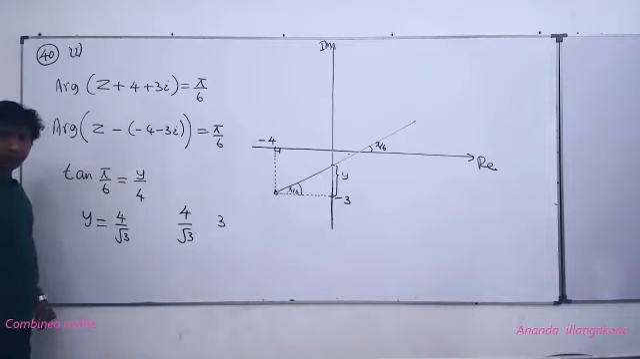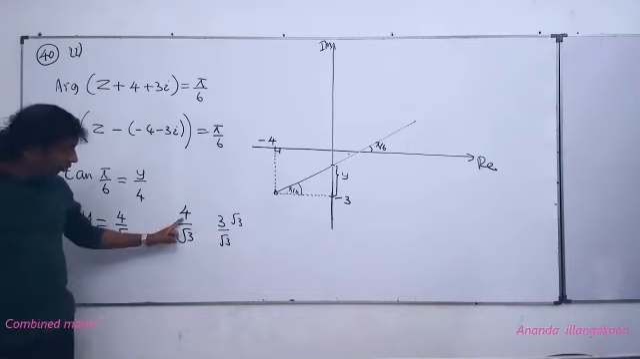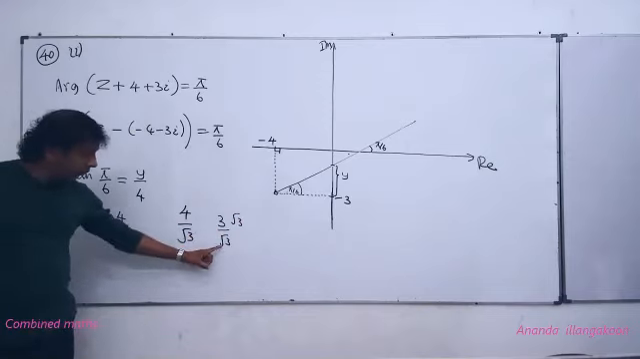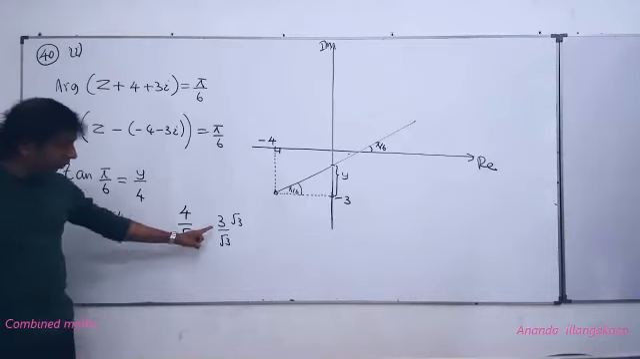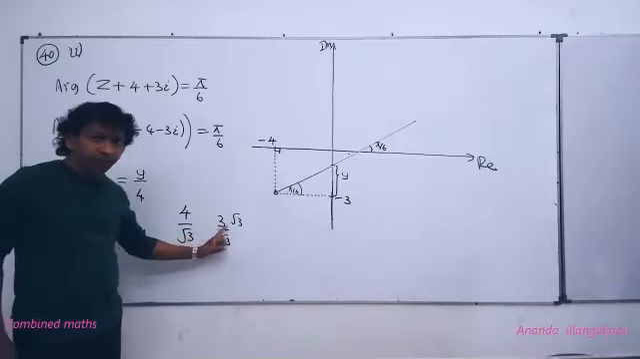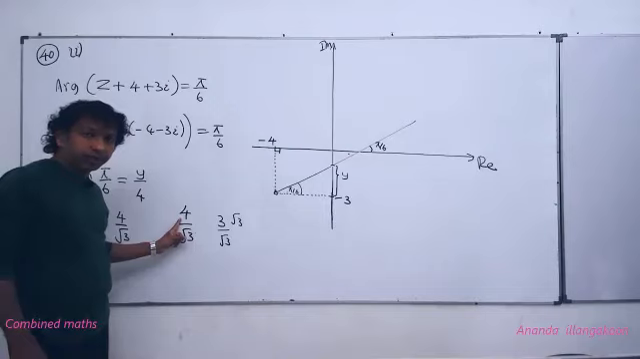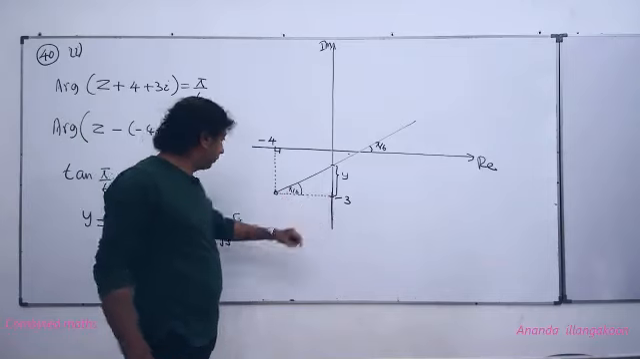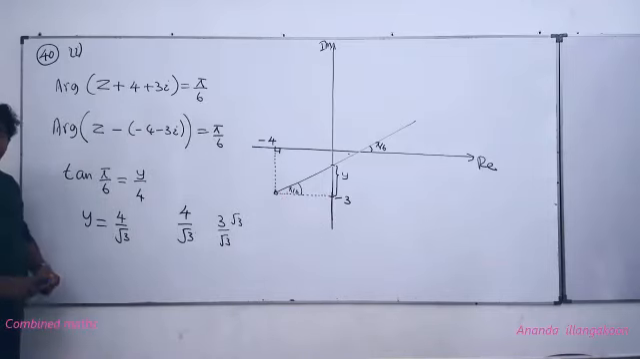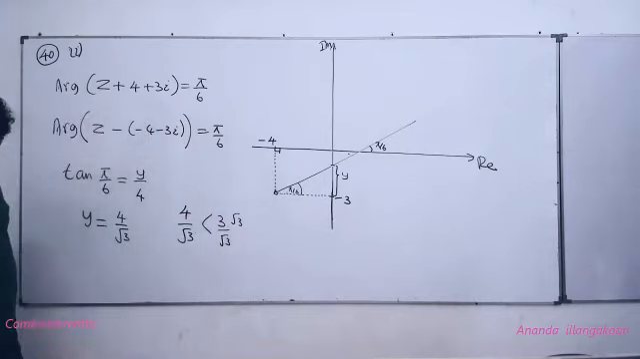Then people, how to compare this now? For this one, we can multiply and divide by root 3. Then this is 4. Now, with denominators being equal, the bigger one we need to find. This is 4, this is 3 root 3. Root 3 is 1.7, no? Even if root 3 is 1.5, 3 into 1.5 is 4.5. This numerator is bigger than this. So therefore, this y is smaller than this figure, and the diagram we have drawn is correct.